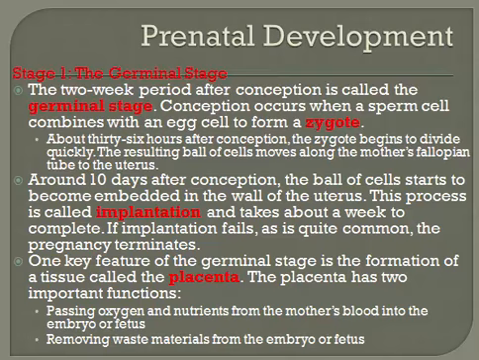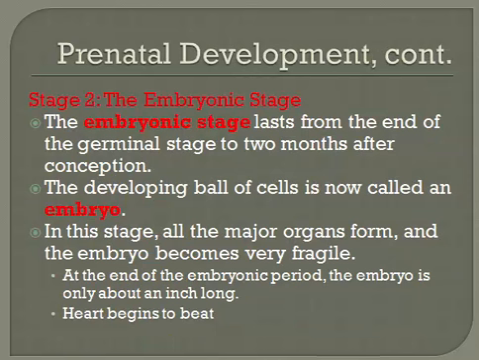A key feature of that stage is that the placenta starts to be formed. It has two important functions. It passes oxygen and nutrients from anything that's in the mother's system, so the mother's blood, onto the embryo or fetus, and then it also removes waste materials from the embryo or fetus.